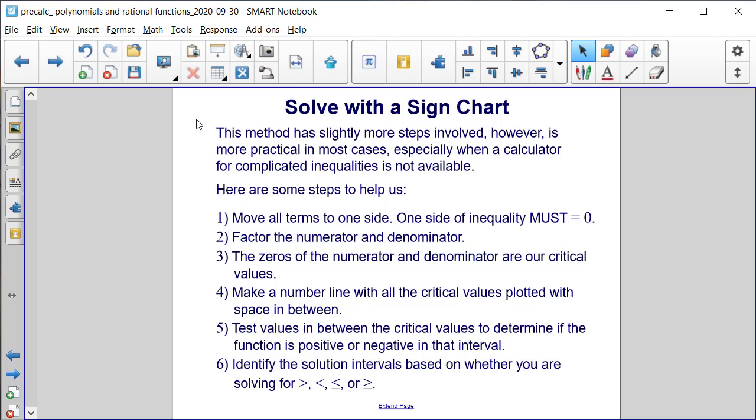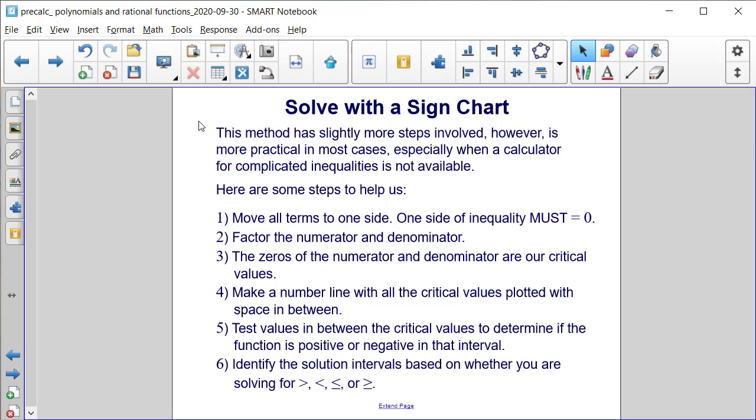Now let's look at how to solve rational inequalities using a sign chart. This method has slightly more steps. However, it's more practical in most cases, especially when a calculator for more complicated inequalities is not available. It's also a method that you're going to end up using a little bit more when you get into calculus, whether it's honors or AP or in college.